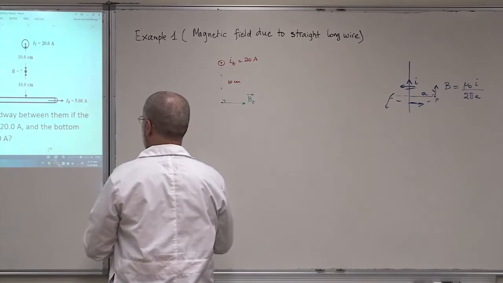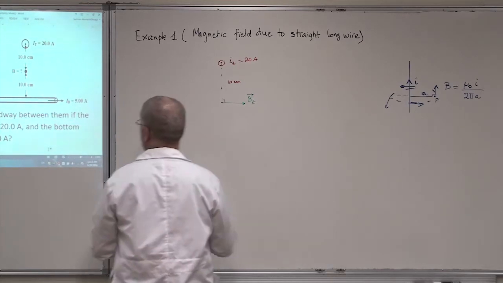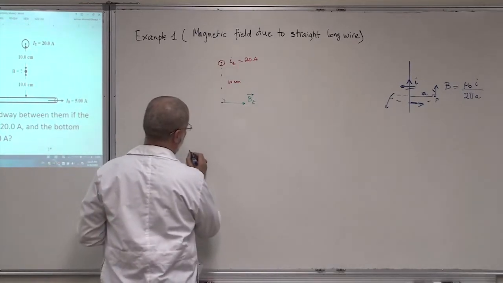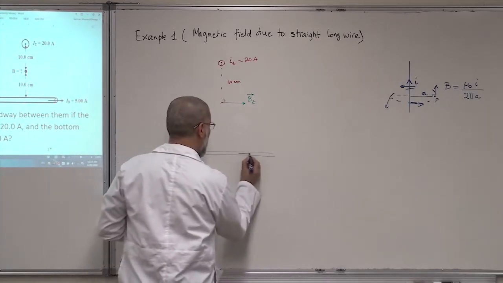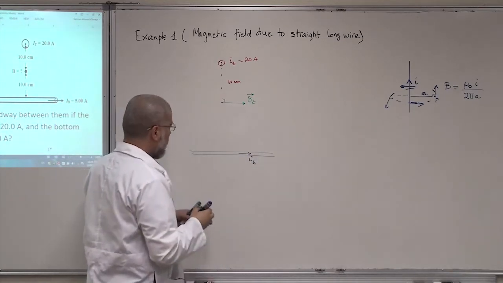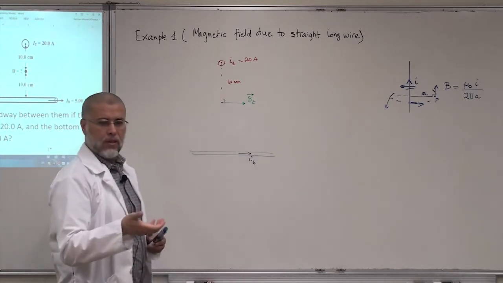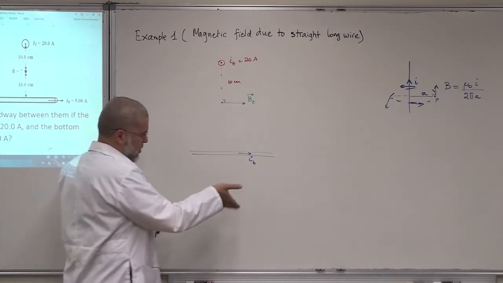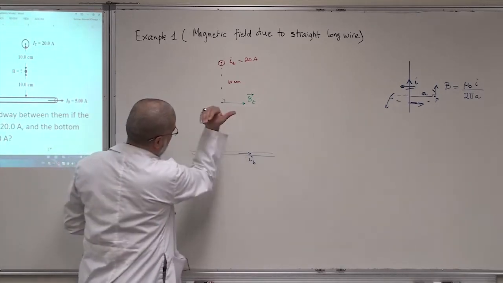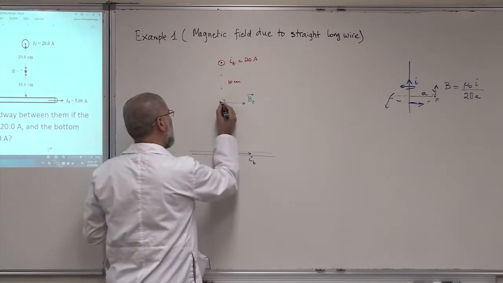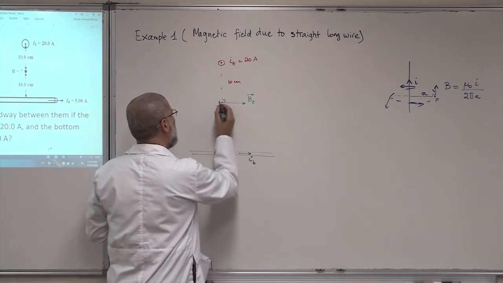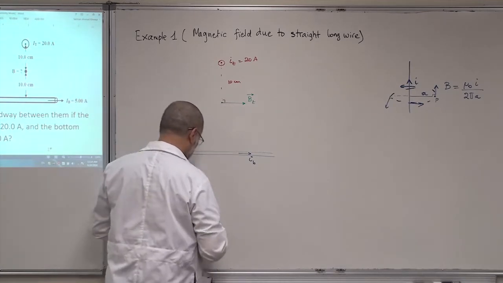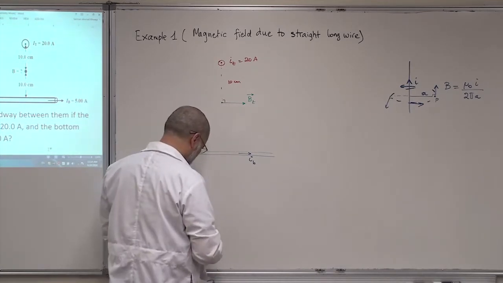Let me go to the wire which is in the bottom. I'm going to make it in blue like this. That's the wire. It's a very long wire, and the current I bottom is in this direction. Can you tell me what is the magnetic field? You put your thumb with the current, and the magnetic field will rotate. At this point, the magnetic field due to the wire in the bottom will be coming out of the board.